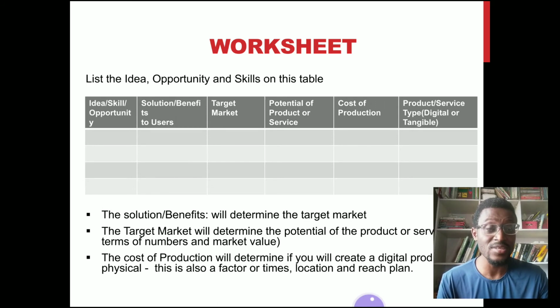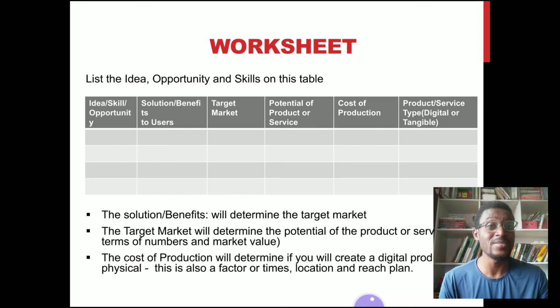Is it going to be tangible, as I said earlier, or a digital product? If it is about teaching or passing information or knowledge sharing, it's going to be a digital product. Like for me, I also have a blog where I share information, data, news, and a lot of things. So the solution benefit will determine the target market, like I've said earlier. So the target market will determine the potential of the product or service, in terms of numbers and market value.